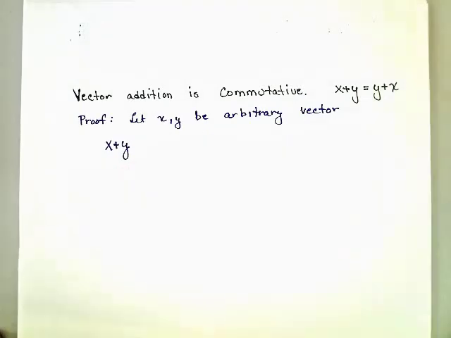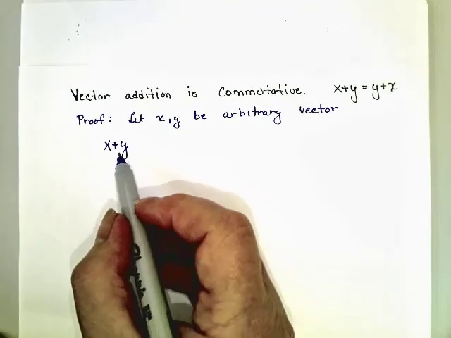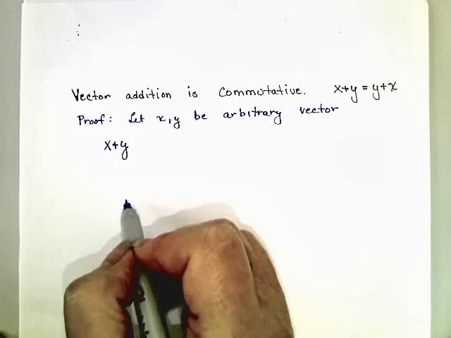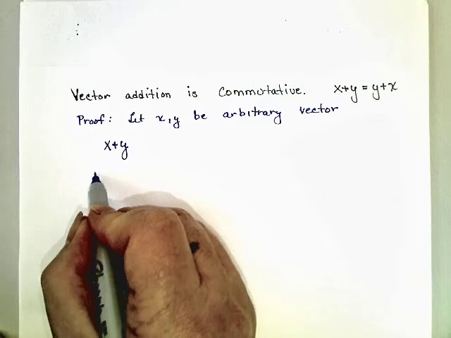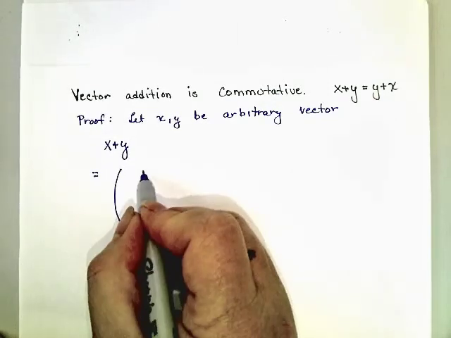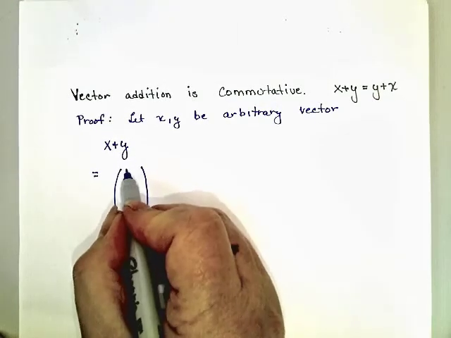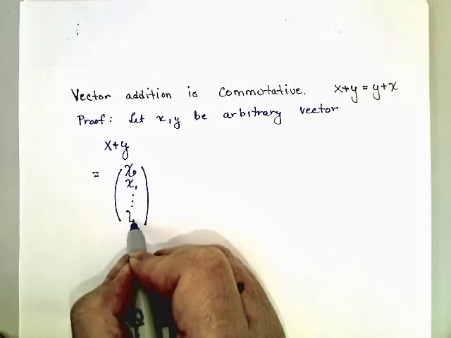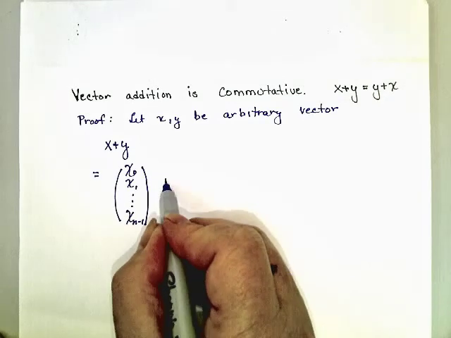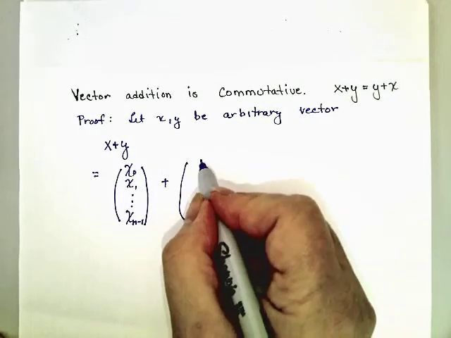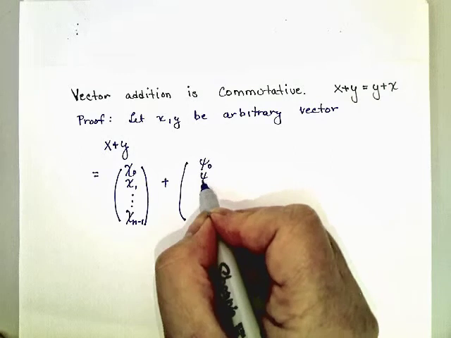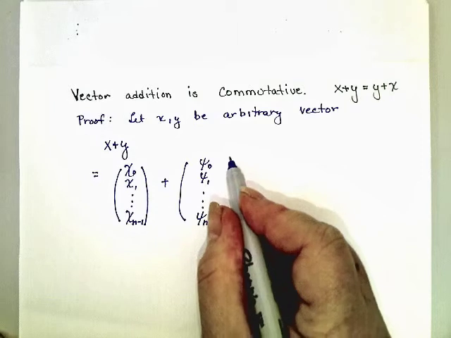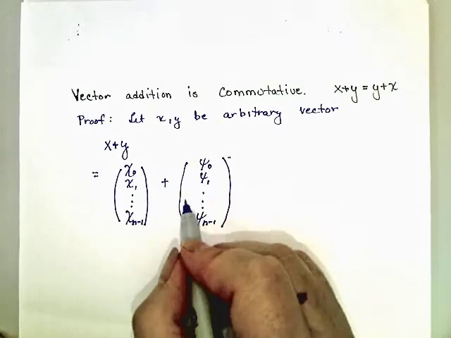Well, if these are vectors, we know from our notation that x is a vector of size n, and so is y. So we'll write x as the column vector with real entries chi 0 out to chi n minus 1. And y we'll write as psi 0 out to psi n minus 1. They have to be the same size in order to perform this addition.